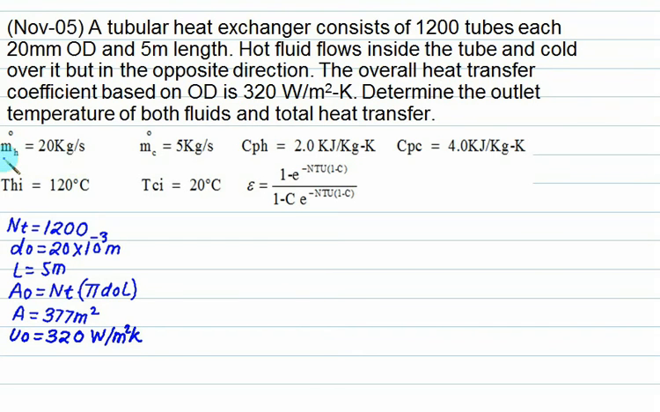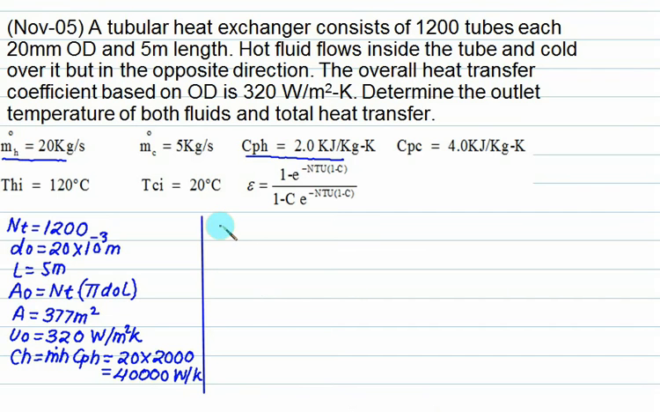Can we find out m dot h into Cph equal to Ch? So Ch equals m dot h multiplied by Cph, that equals 20 multiplied by 2000, so that equals 40,000 watts per Kelvin. Similarly, we can calculate Cc value also.